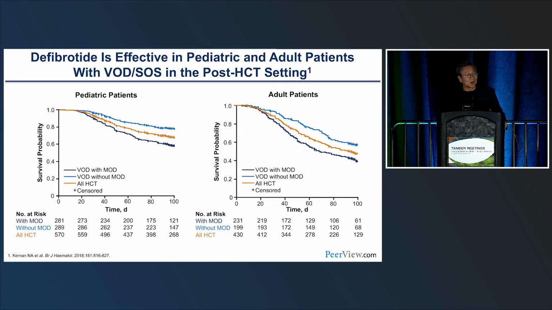This is effective both in adult and pediatric patients. This is breaking down the data between the kids and the adults, and you can see that children do much better if they have VOD without multi-organ dysfunction. The probability of survival is quite high compared to those who do have multi-organ dysfunction. The same holds in adults, although obviously the overall improvement on the adult side is less good than in the kids.